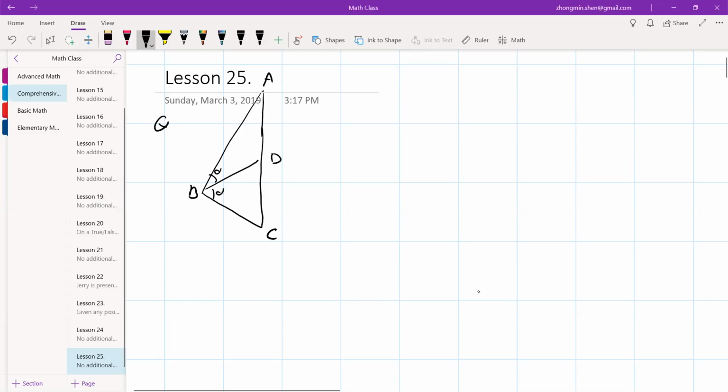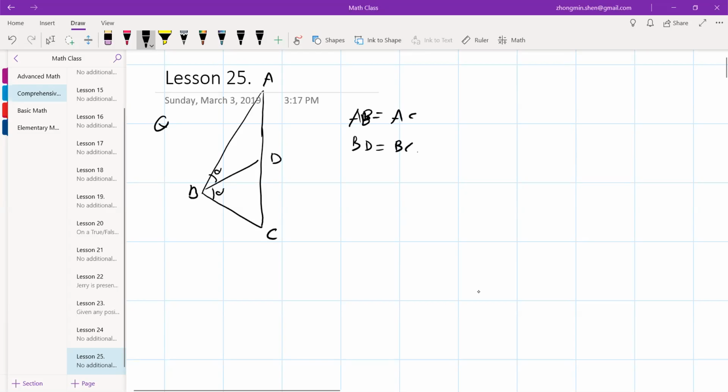Okay, so let's write down: AB equals AC, so still not a perfect graph. AB equals AC, okay? And D is on the line AC, and BD bisects the angle ABC, okay? And BD equals BC.